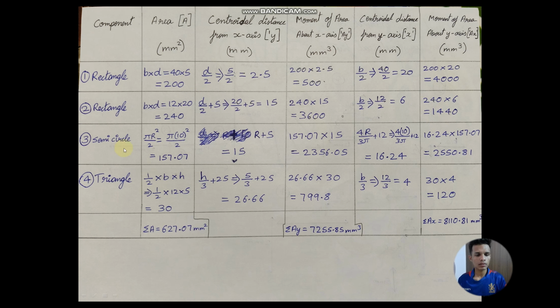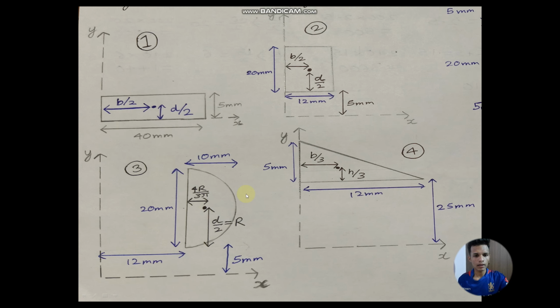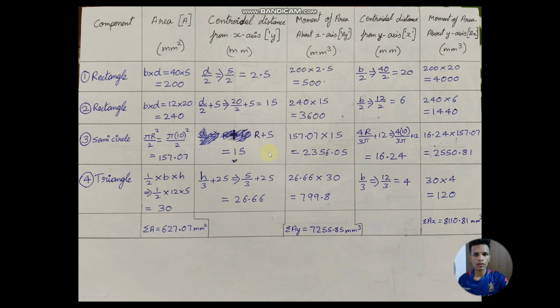Talking about semicircle, the area of semicircle is pi r square by 2, which is pi into 10, 10 is the radius of the semicircle. So 10 the whole square into pi by 2, we get it as 157.07. And the centroidal distance from x-axis is r plus 5, as seen in the previous diagram. R plus 5 is the distance between x-axis and the centroid. So it will be 15, and the moment of area is 157.07 into 15, which we get as 2356.05.